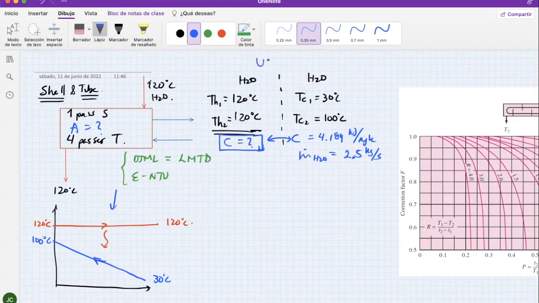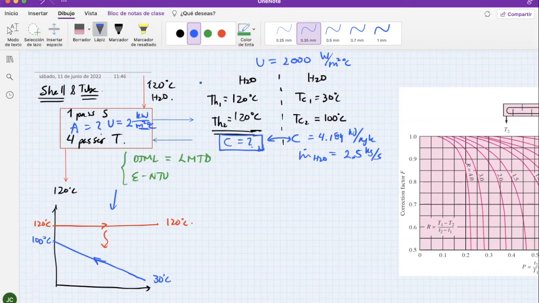There's also the U. Okay, so we're going to put the U here. The U of this heat exchanger is 2 kilowatts per square meter degrees Celsius. Okay, so that's data. I'm going to put it here as 2000 watts per square meter degrees Celsius. I don't want to confuse you. This one is in watts and this one is in kilowatts, but the data is the same.